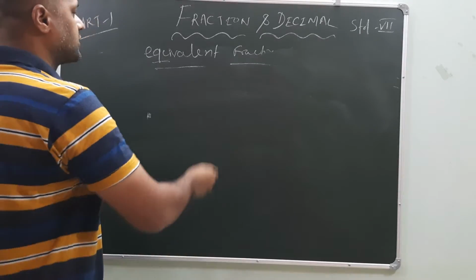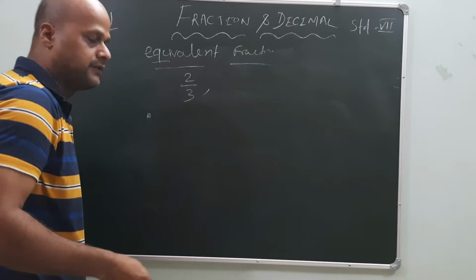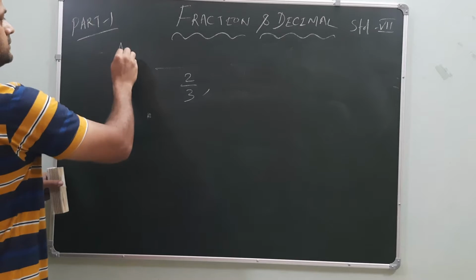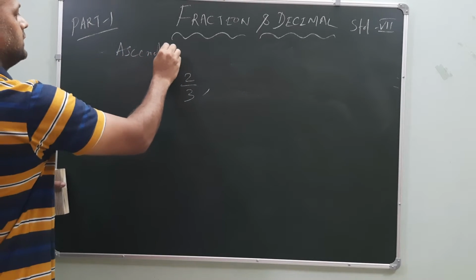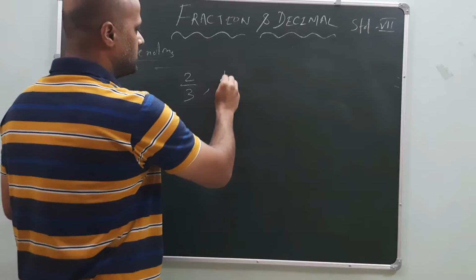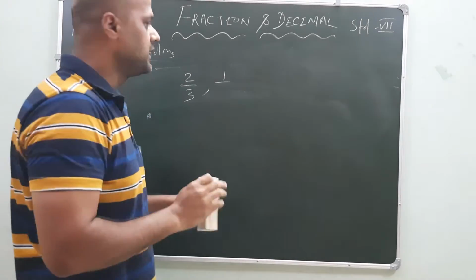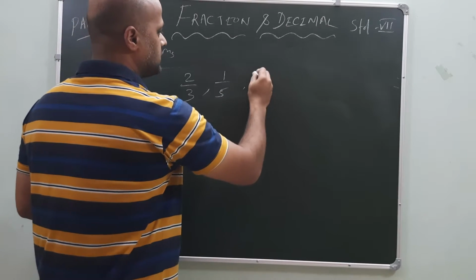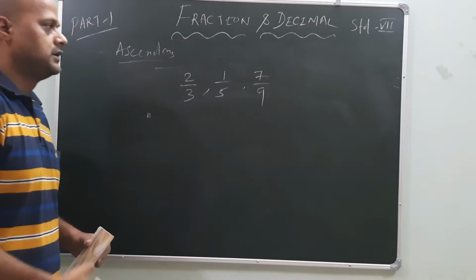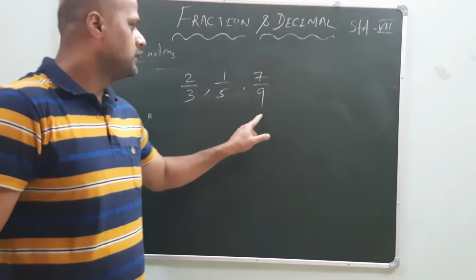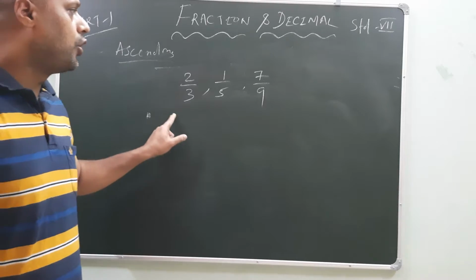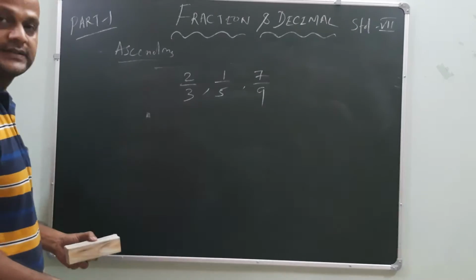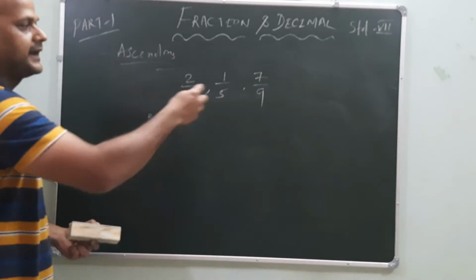Okay, if three fractions are there, 2 by 3, let's say three fractions, ascending. Okay, 2 by 3. For an easy manner, I can make it the simplest one. Okay, 1 by 5 and 7 by 9. Now, all three of them are what? Fractions. All three are proper fractions. Okay, now remember this. How I will be adding this one.